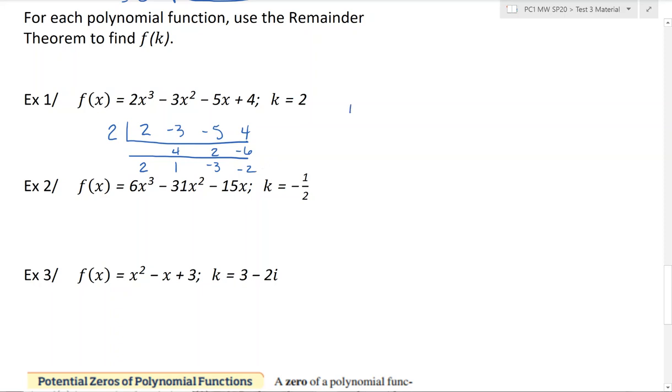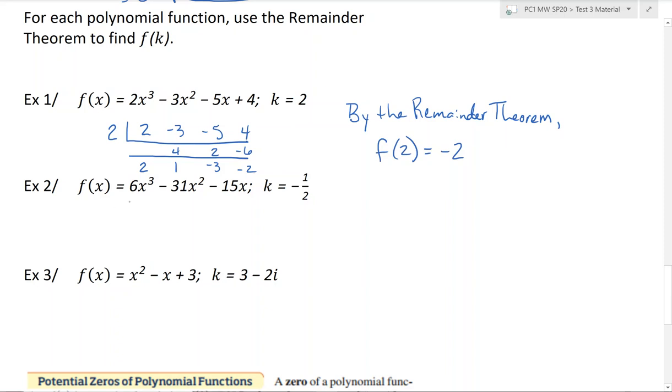So we'll write that out. By the remainder theorem, you know, that is naughty. I had a professor at the university who would not let us write theorems in lowercase letters. By the remainder theorem, f of 2 is -2. F of k equals the remainder.